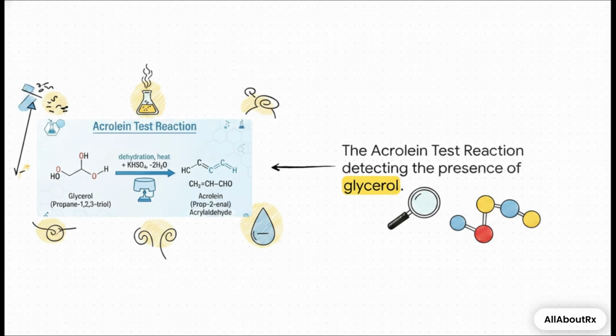Basically, when you take glycerol and apply heat, along with a dehydrating agent like potassium bisulfate, or KHSO4, you physically strip away the water molecules. This dehydration synthesizes acrolein. And let me tell you, if you've ever smelled acrolein in the lab, you know it instantly. It gives off a distinctly pungent, really acrid odor.